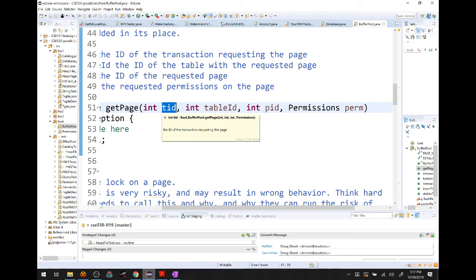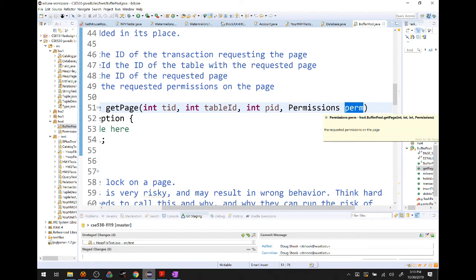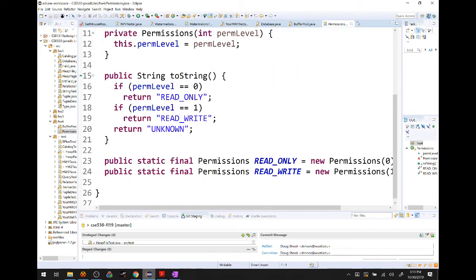So what transaction is making this request? Table ID is the table that I'm trying to acquire the page from. Page ID is the ID of the page that I'm trying to acquire. Okay? And then the permissions are what kinds of operations I intend to perform on that page. Am I planning to read the data on that page? Am I planning to write the data on that page? Those are the options. There's a very small permissions class over here for read and read-write permissions.